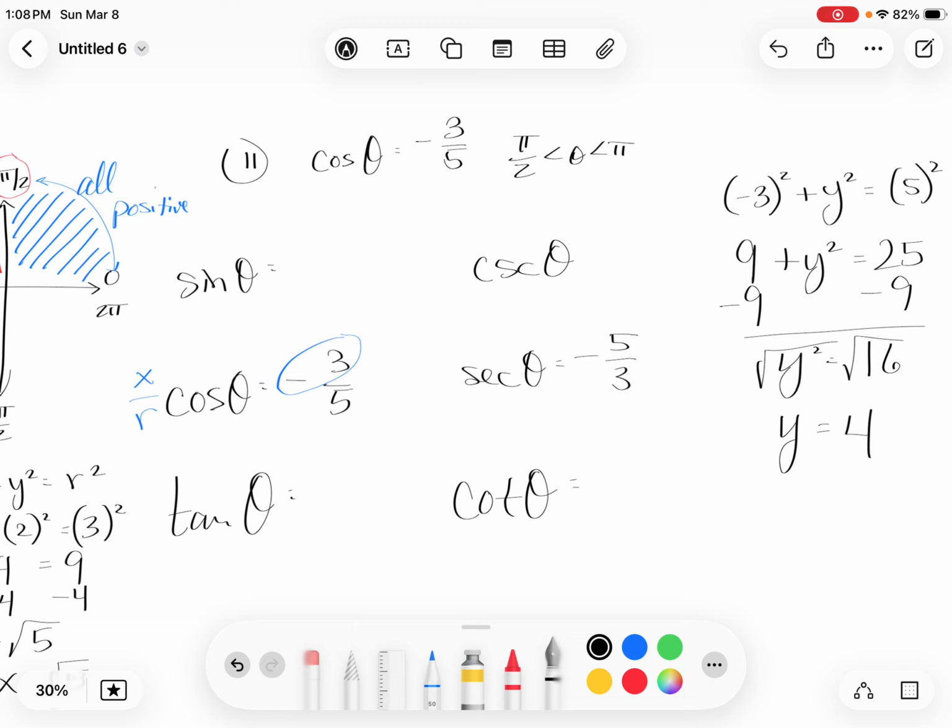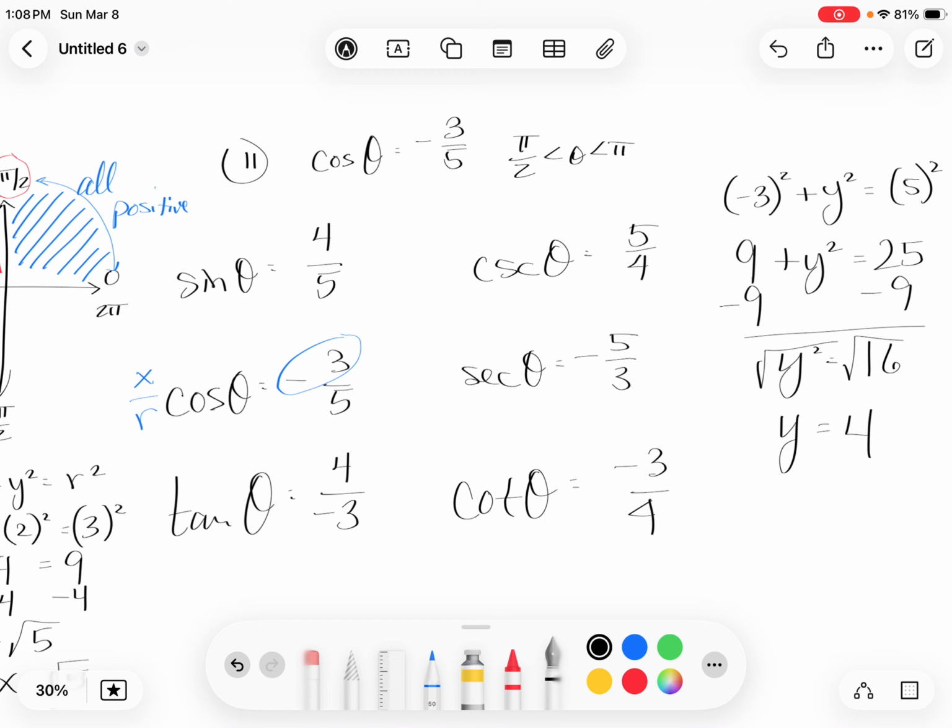Now I can fill in the rest of my blanks. So 4 over 5, 5 over 4. 4 over negative 3. I don't care if you put the negative in the bottom. It doesn't matter as long as you have it somewhere. You can either put it in the front or you can put it down with the 3. And then flip it over, negative 3 over 4. Again, same thing with the negative. You can put it in the front or with the 3. Your choice.